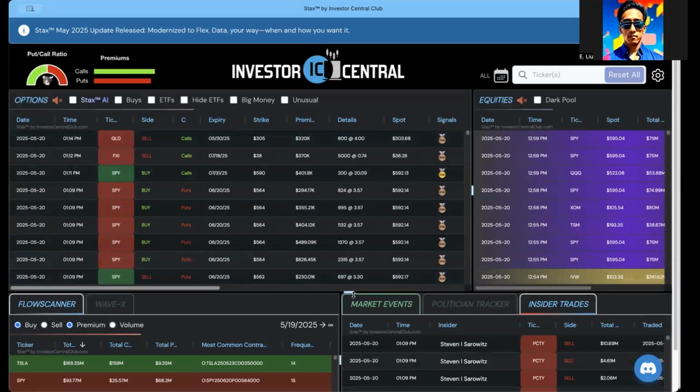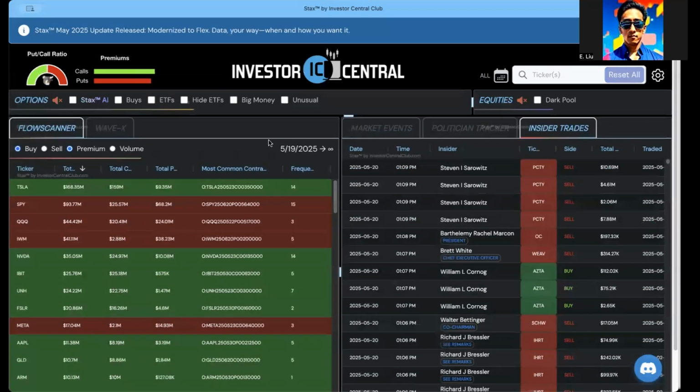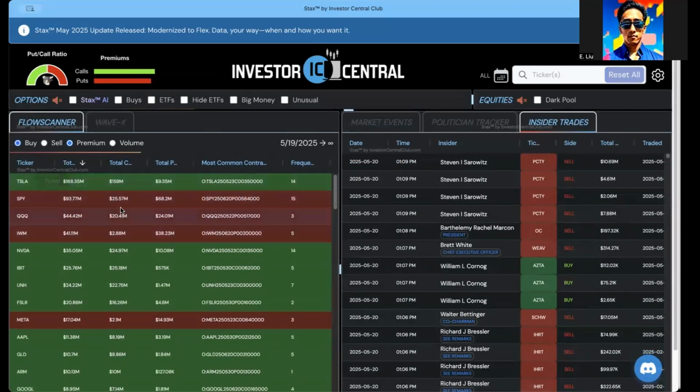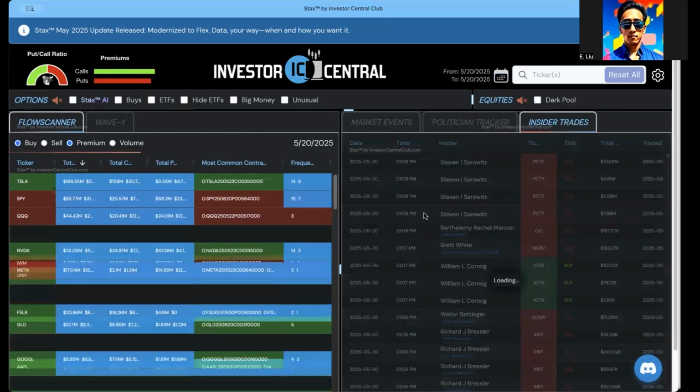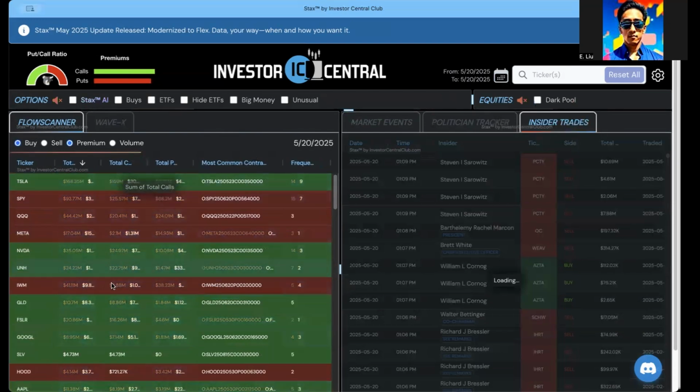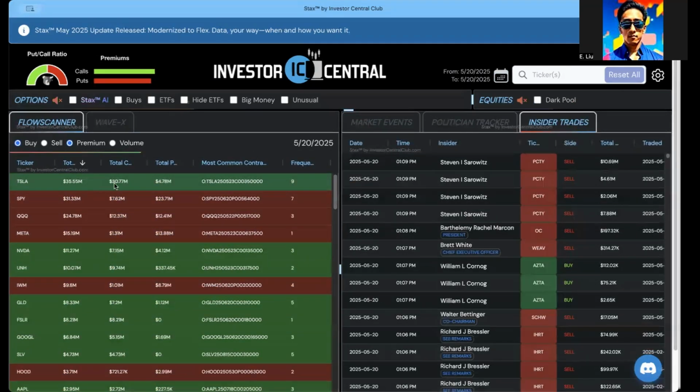Additional boxes that we have in here, we have our flow scanner. Our flow scanner is a quick way to gauge what's going on throughout the week. If you do need to, you can also just filter for just the day and understand what's going on in terms of the call and put premium and also the frequency of those prints.